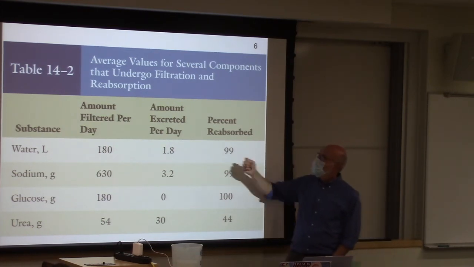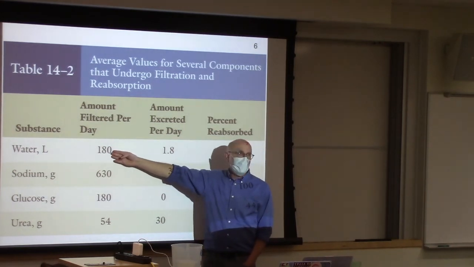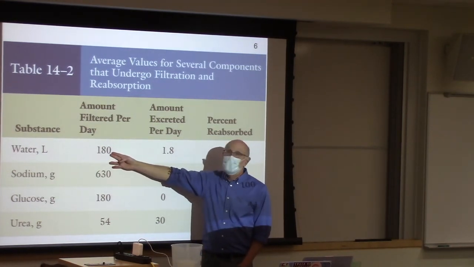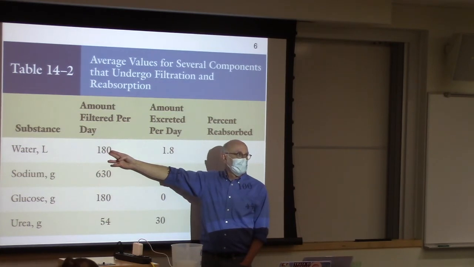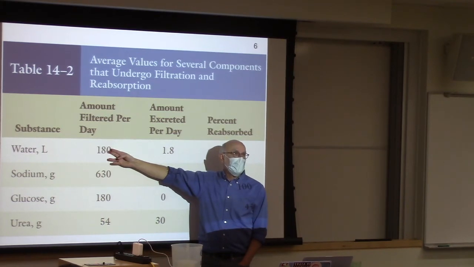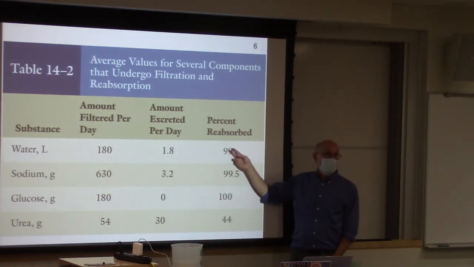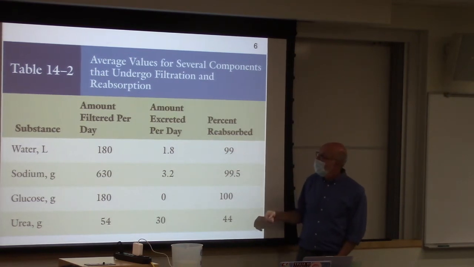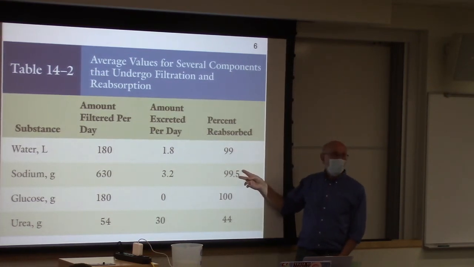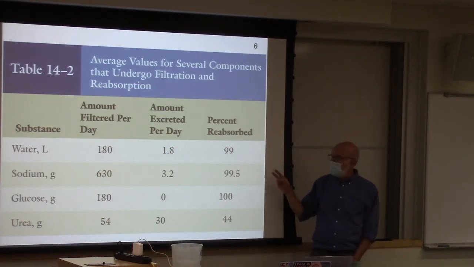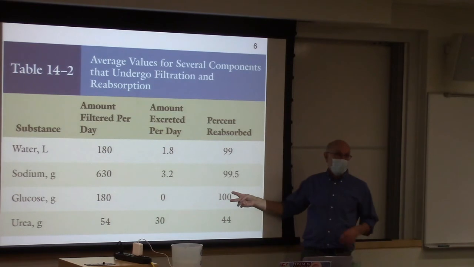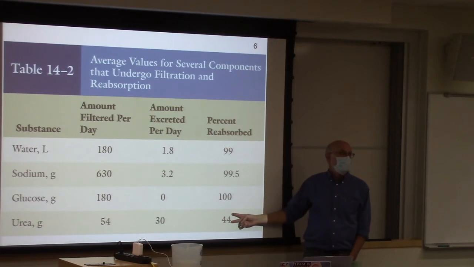So, we filter a lot of water. 180 liters a day, which is, if you take the GFR, which is in mils per minute, and you multiply it times minutes per day, you get something like 180 liters per day. But we reabsorb 99% of it. We reabsorb about 99.5% of the sodium we filter. Unless we're sick, we reabsorb 100% of the glucose and some fraction of the urea.